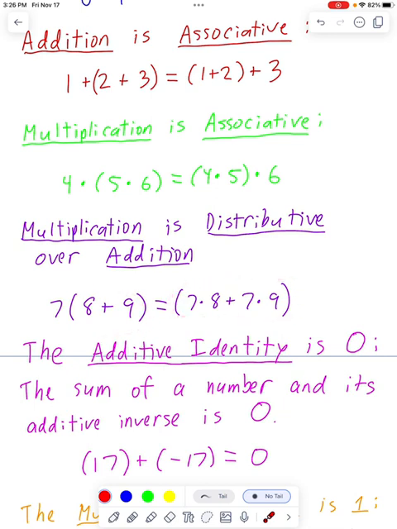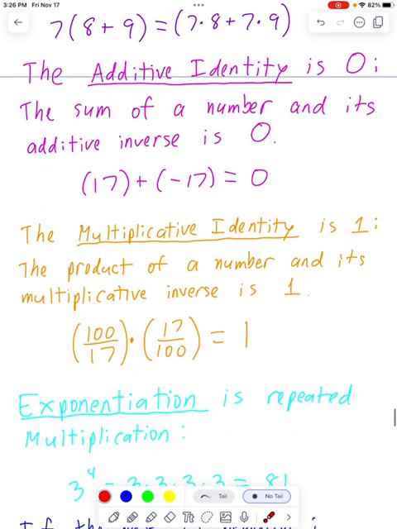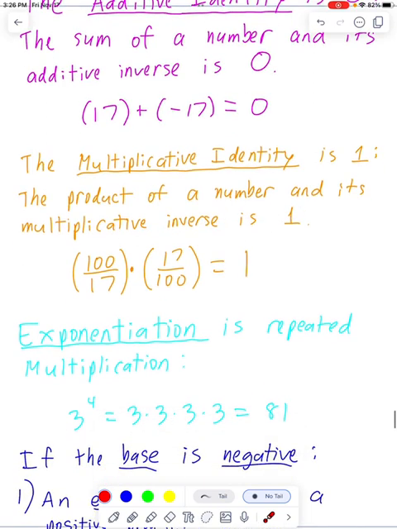We can distribute. The additive identity is 0. The sum of any number and its additive inverse is equal to 0. The multiplicative identity is 1, and the product of any number and its multiplicative inverse is 1, such as here.